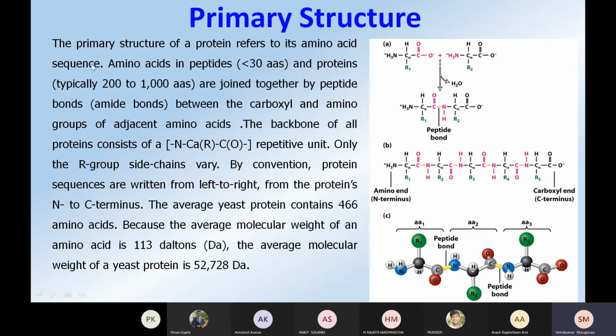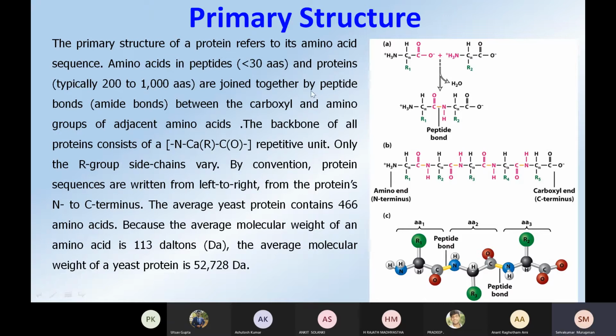Okay, the primary structure of a protein refers to its amino acid sequence. Peptides and proteins typically have a minimum of 13 amino acids, typically 200 to 1000 repeating units of amino acids, and they are combined together by peptide bonds. Okay, you can see here there is a carboxyl group and then an amine group. They react and then the peptide bond will form.